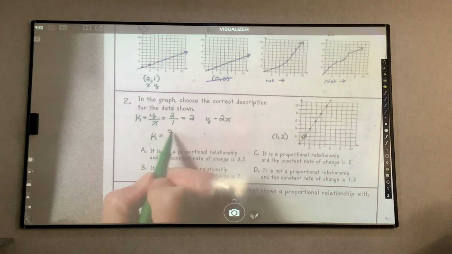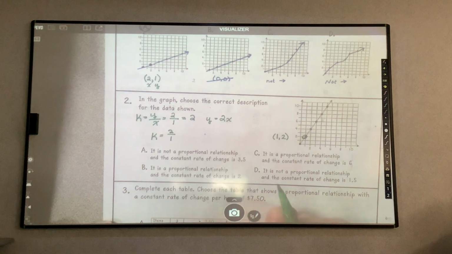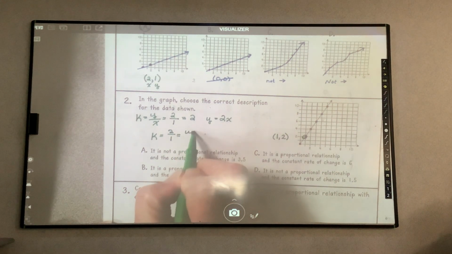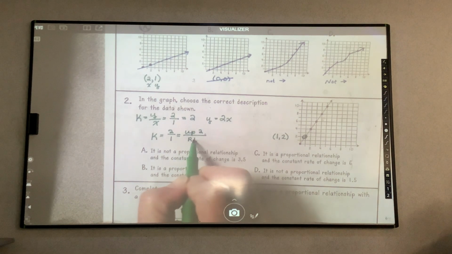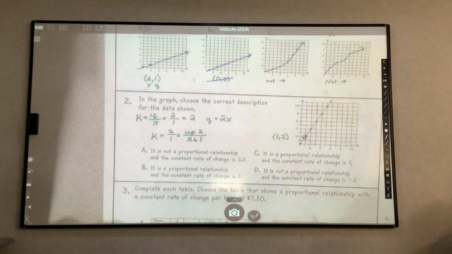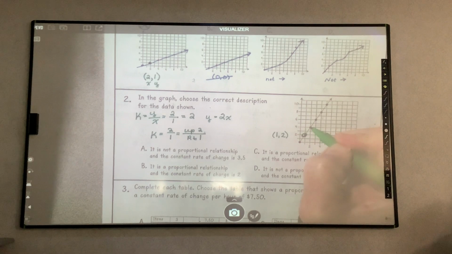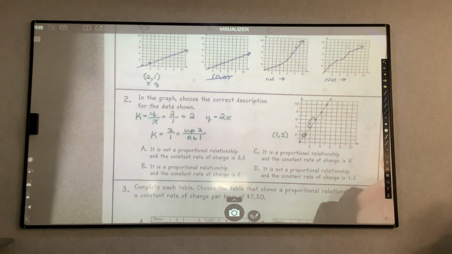Now we're gonna go back to our constant, 2 over 1. They're both positive, so that means you're going up and then right. I want you to write, this means up 2, right 1. And I could graph my points this way. If I look at this point, I go up 2, right 1, and that's how I get my next point. Does that make sense? Yes.